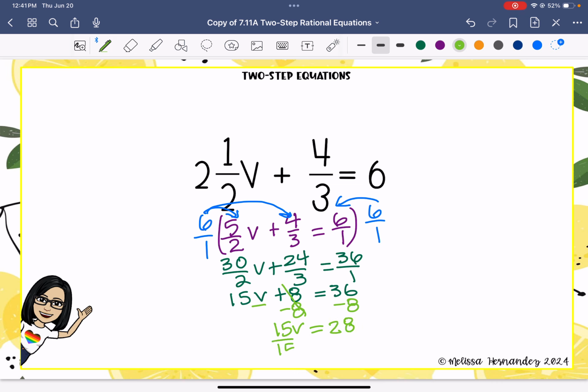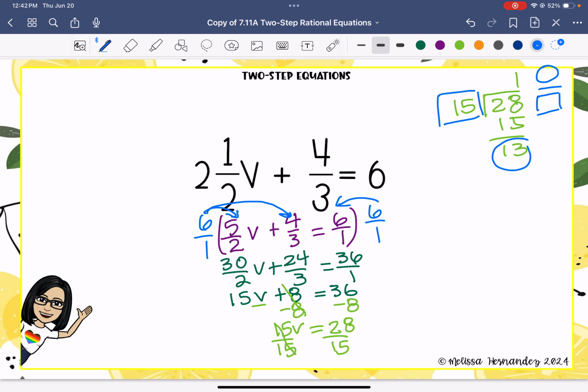Now I have to divide both sides by 15. So I'm going to show my work over here. 28 divided by 15 goes in once. And then I'm left with 1. And then I like to tell my kids circle over square because they can forget where it goes. Like I've seen 15/13 and they just forget. It's not that they don't know, they forget. So my final answer is 1 13/15. Don't forget the 1.